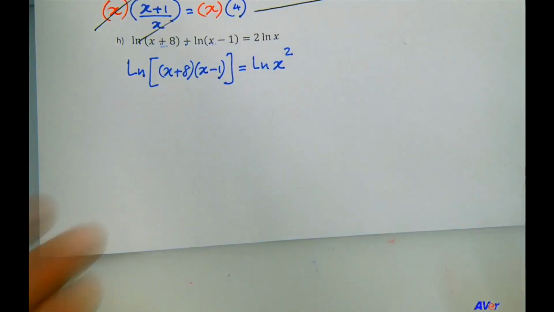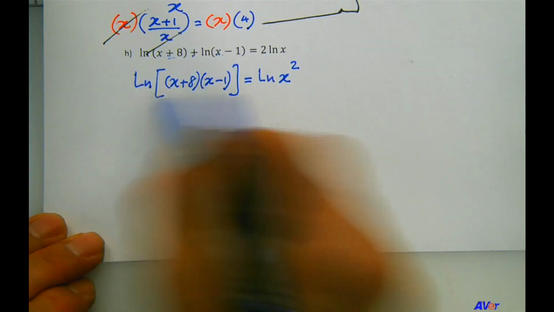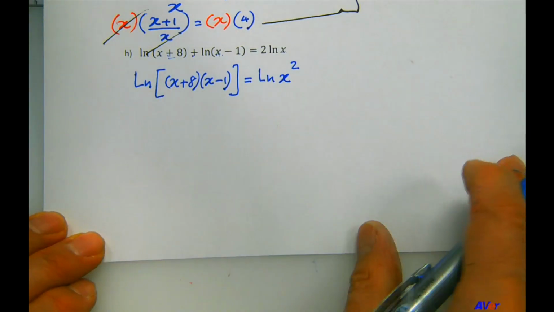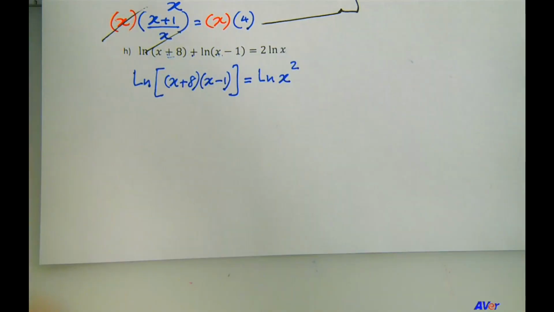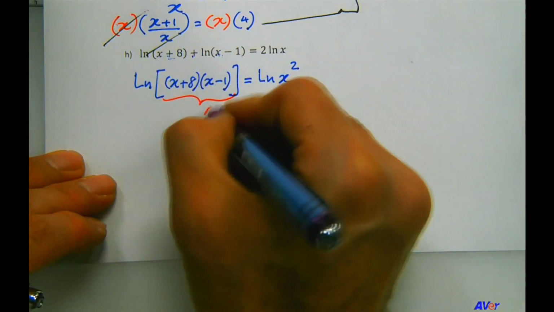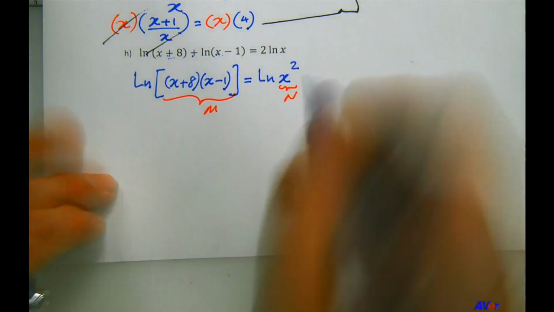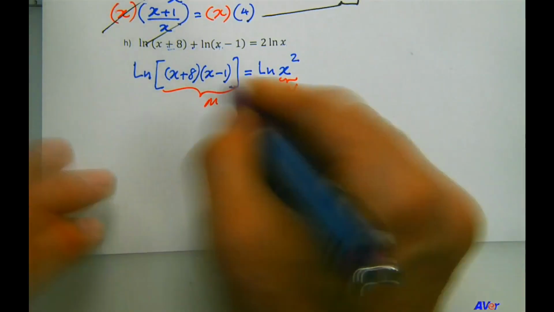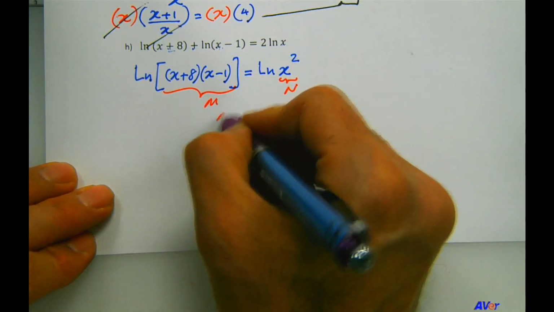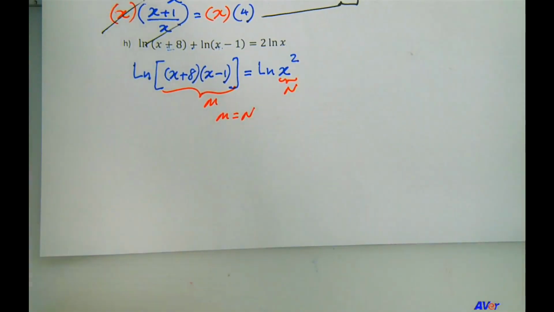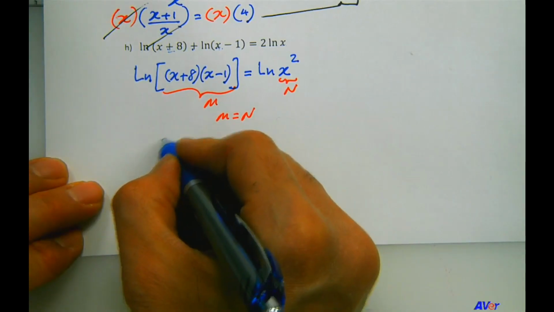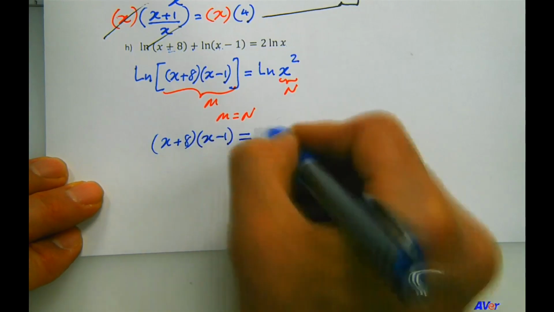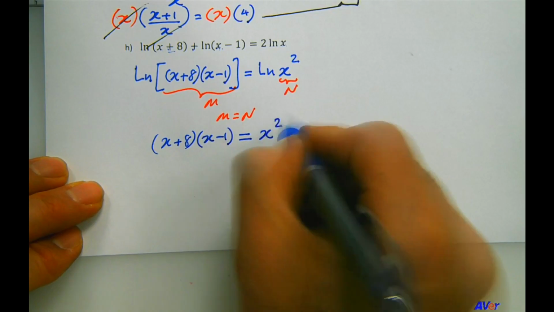So now we have the same situation here, where the base here is e, because this is a natural log. So the base is e. The bases are equal. So we can apply that property. And in this case, m is that whole thing, and n is this whole thing. So let's set both sides equal to each other. So m, as we explained in the previous 2 examples, m should be equal to n. So x plus 8 times x minus 1 must be equal to x squared.